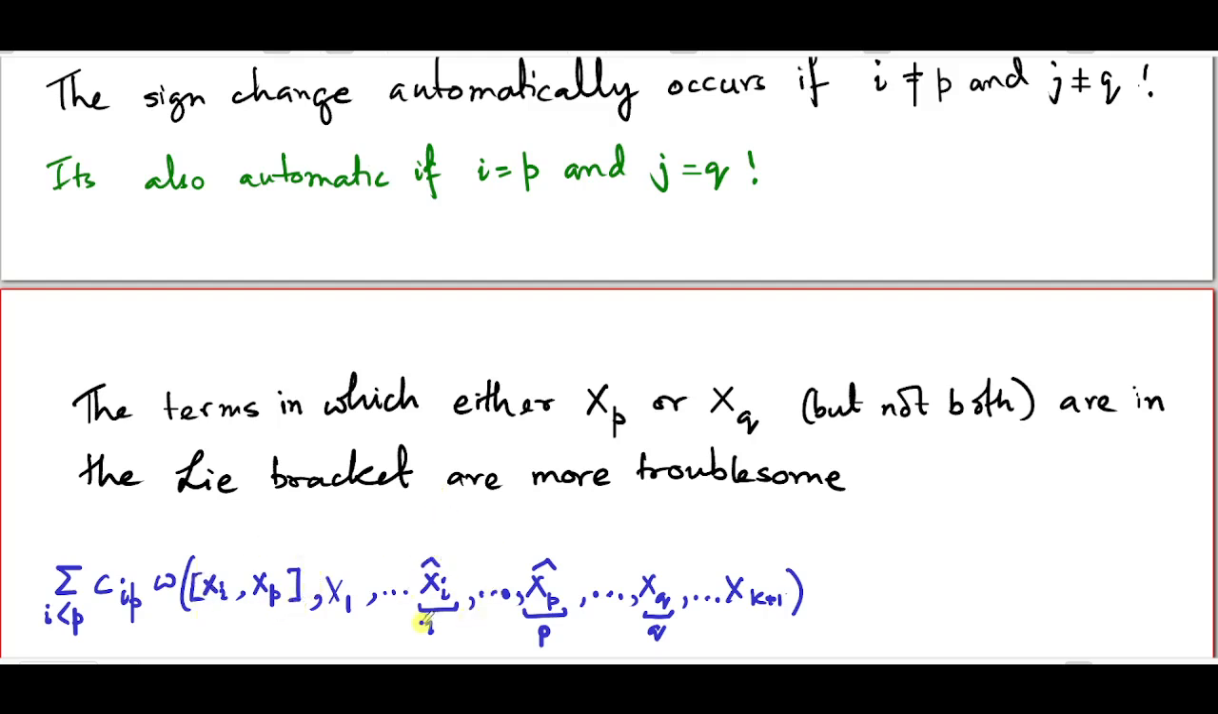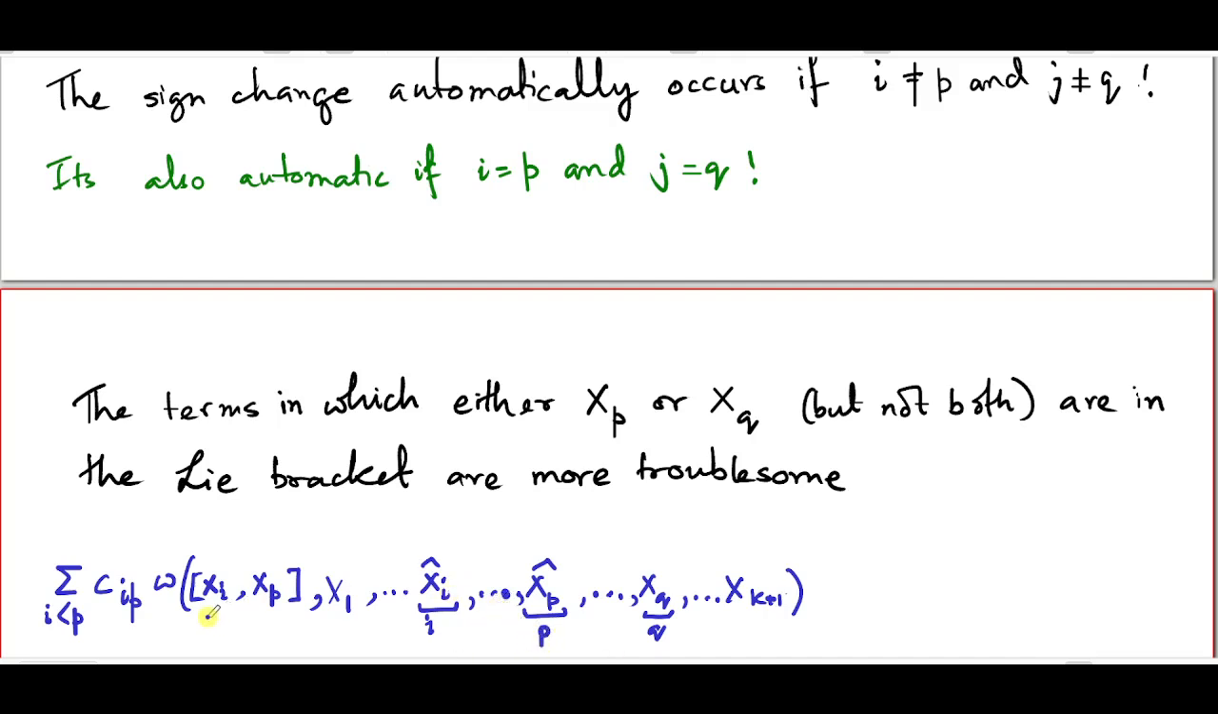Of course, I being less than P, this XI missing slot is actually to the left of XP, and XP is also missing. Please note that the slot labeling that we have done here, I, P and Q, are actually with respect to the original set of arguments for d omega. Because of the way in which these arguments have been given to omega, the labels are actually slightly changed.